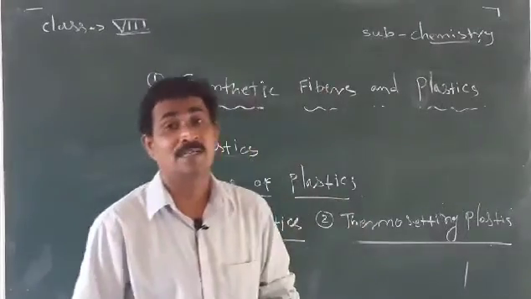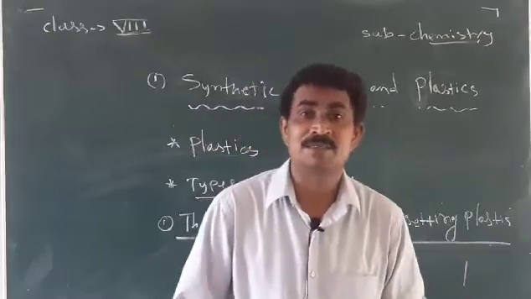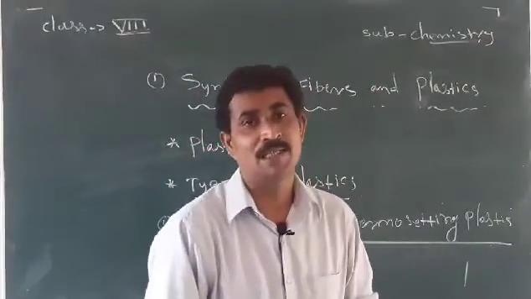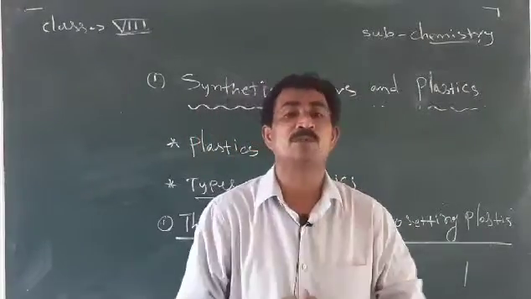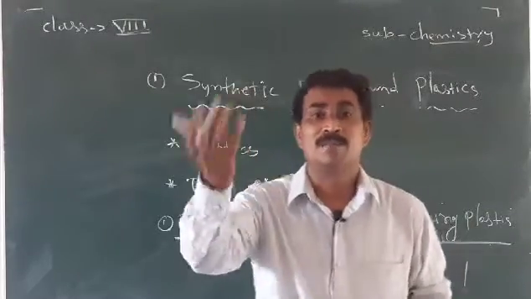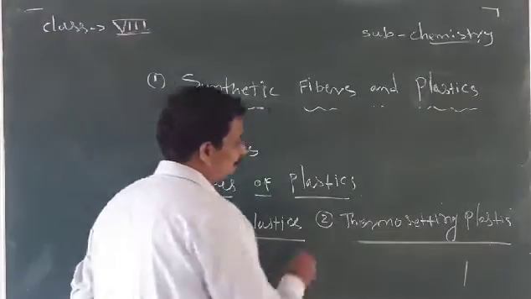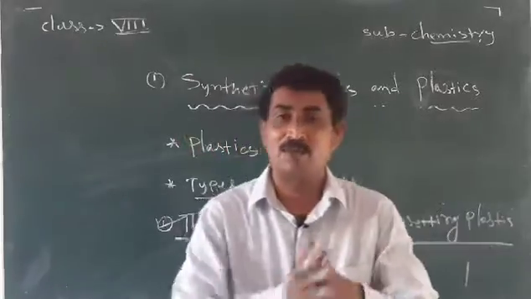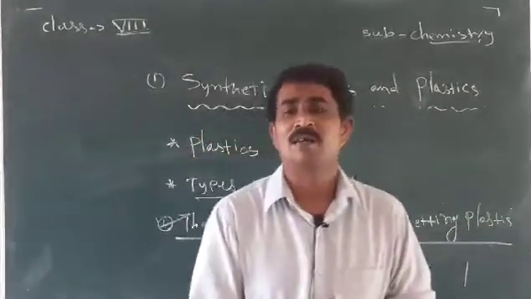Okay, plastic is one of the completely synthetic fibers. It is also made using different types of chemicals, and inside plastics we observed two types. There are two types of plastics: one is thermoplastic and another is thermosetting plastic. Whatever things are in our surroundings, so many are made of plastics.